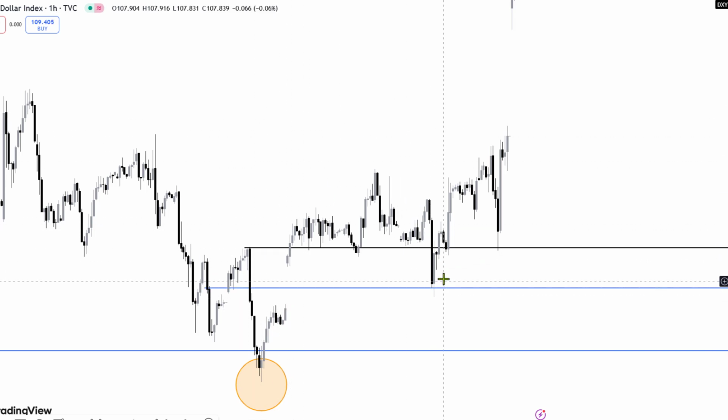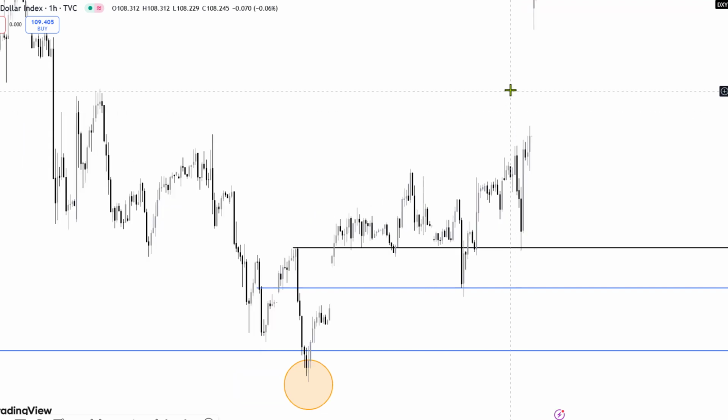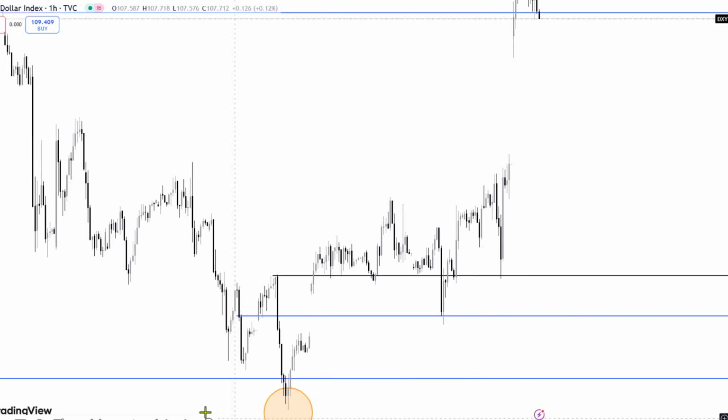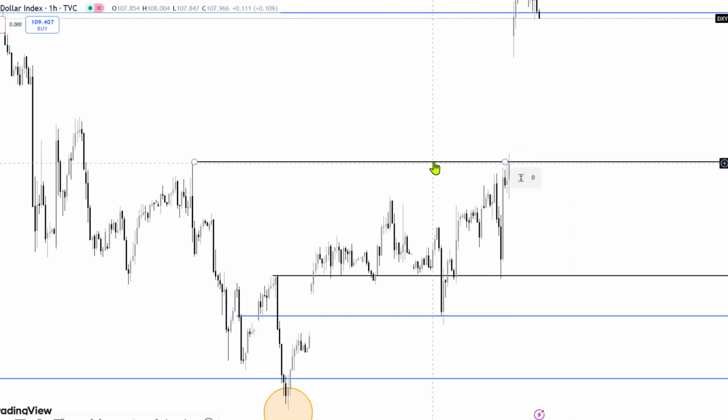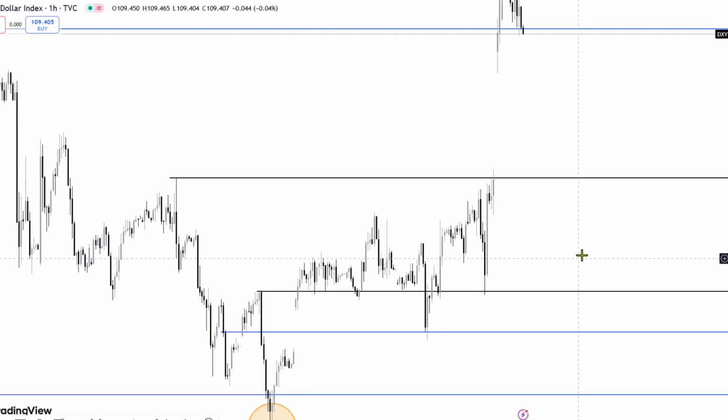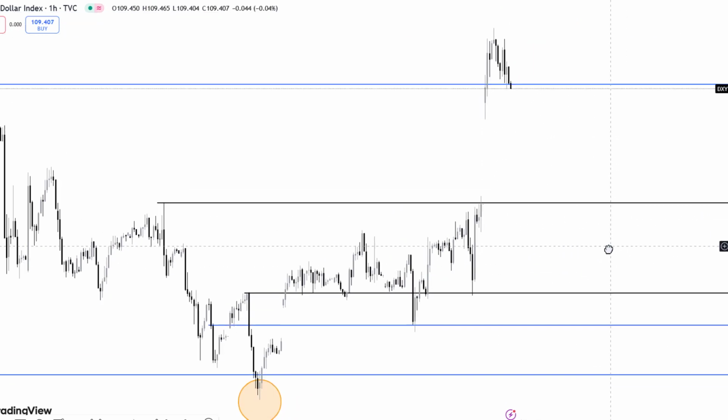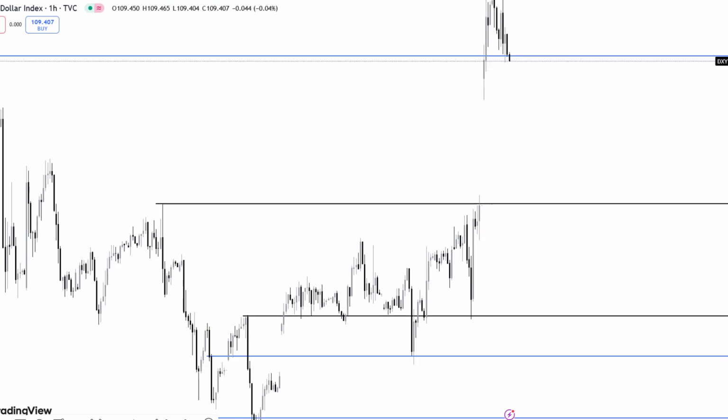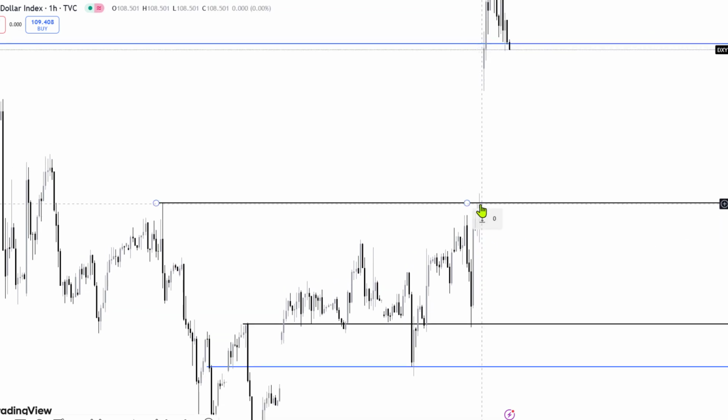Price traded into that level, and we saw that expansion into the first drawn liquidity for us last week, which was this old high. We said we want to see the dollar trade into that. So while we were buying the dollar, we were selling the euro USD, GBP USD, and all that. We were selling foreign currency and buying the dollar. So we ended last week at this price point.